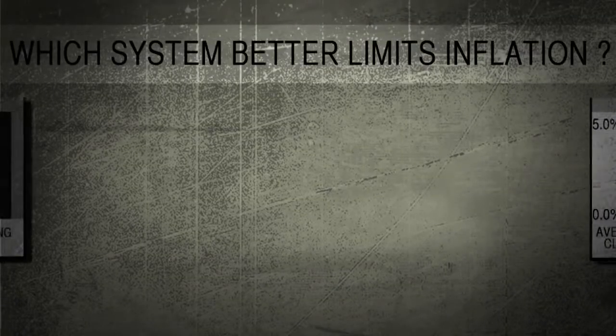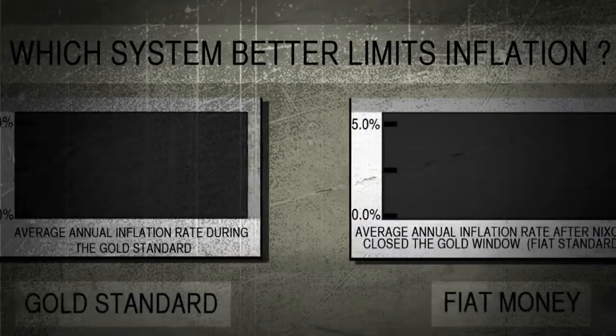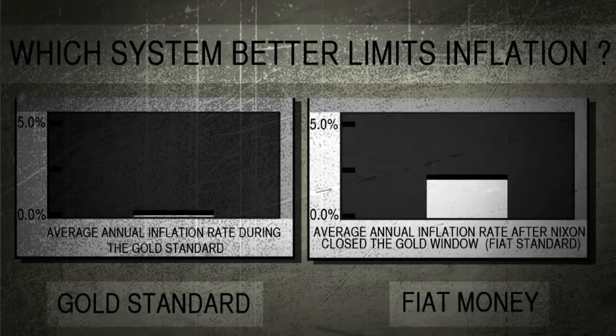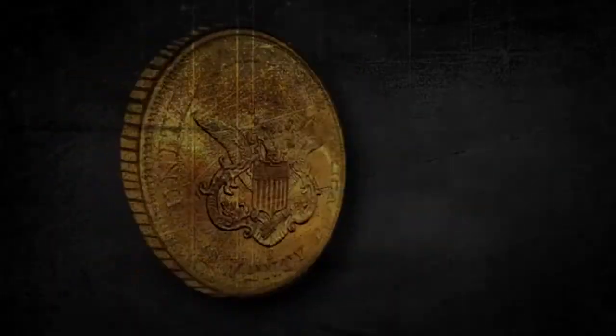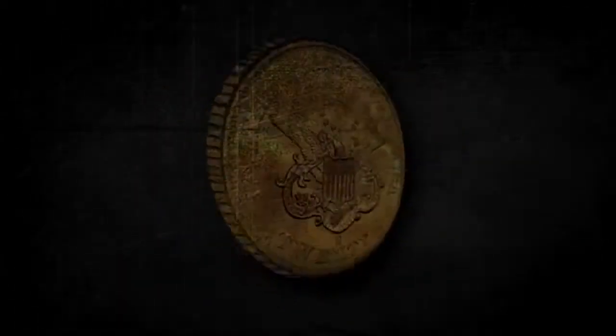The practical question is, under which system are the quantity and purchasing power of money more stable? In other words, which system better limits inflation? The answer to that question is clear from the historical record. Gold and silver standards have dramatically outperformed fiat standards around the world in providing stable, low-inflation currency.